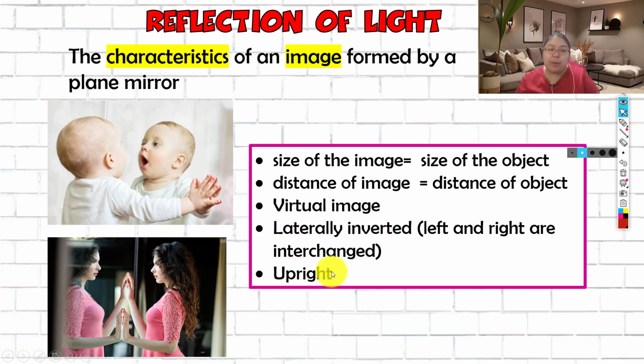Okay, last one is upright. Upright means you are standing, the image is also standing. If you are inverted, that means the image is also inverted. So this one means the image in the mirror will follow your position. So this one we call upright. Okay, then we go and see the next one.